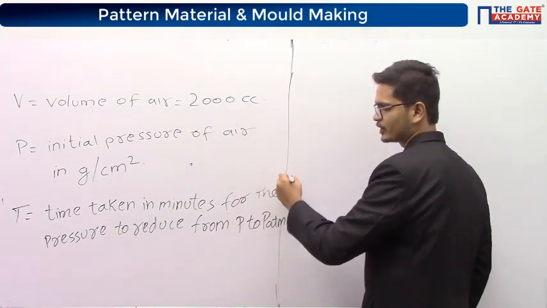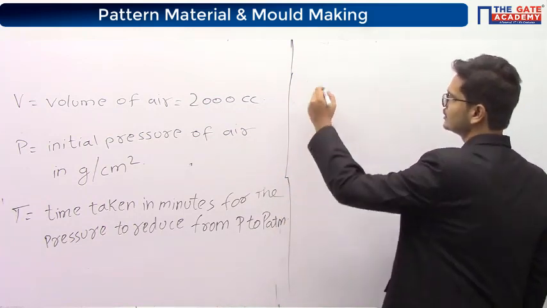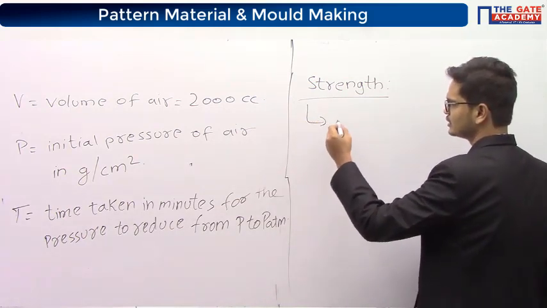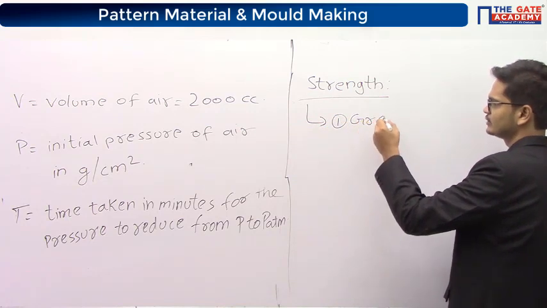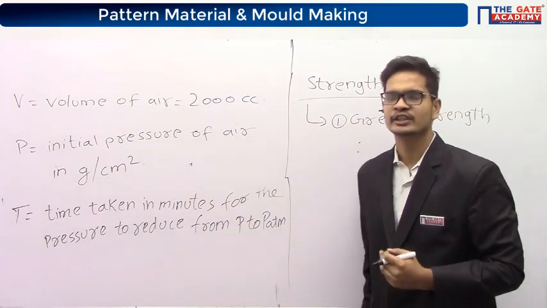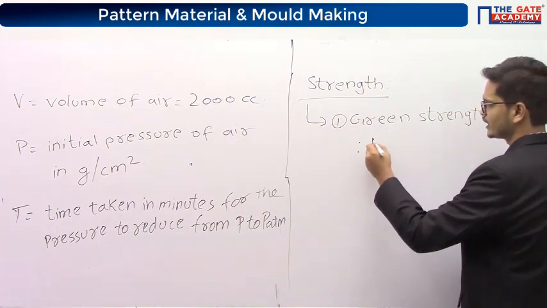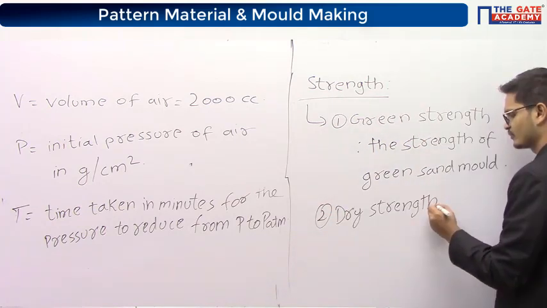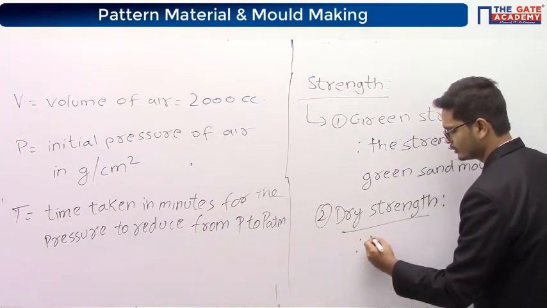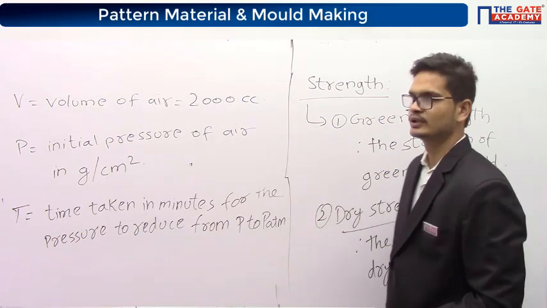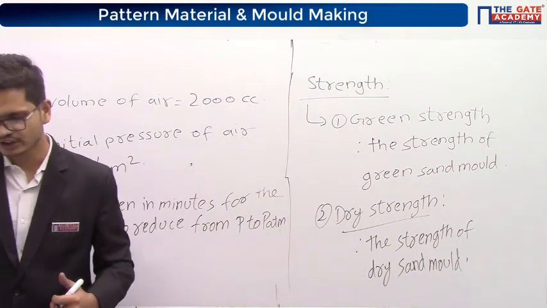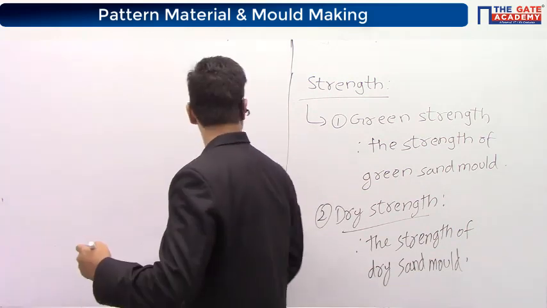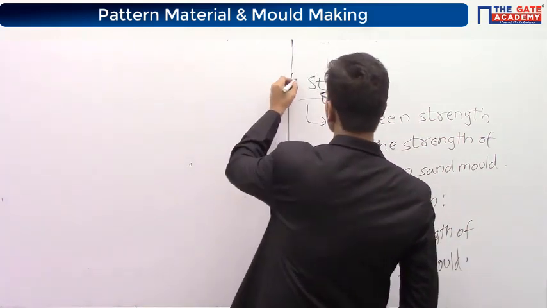So porosity was the one property. Next property, let us see the strength. Again, there are two kinds of strength. One is the green strength, which is the strength of green sand mold. Dry strength is the strength of dry sand mold. Okay. Next is cohesion. So this was the second property.